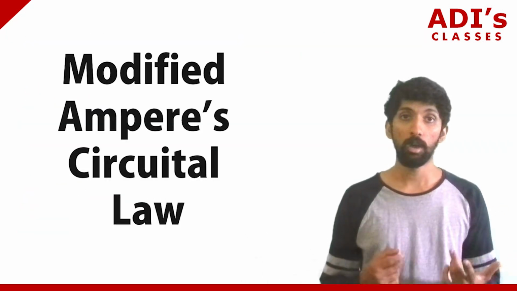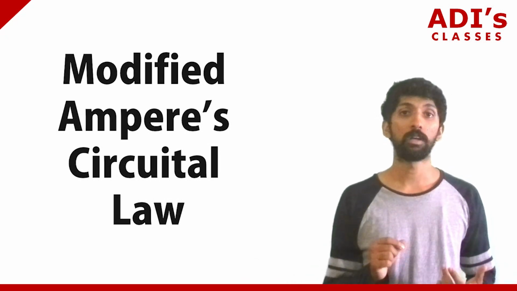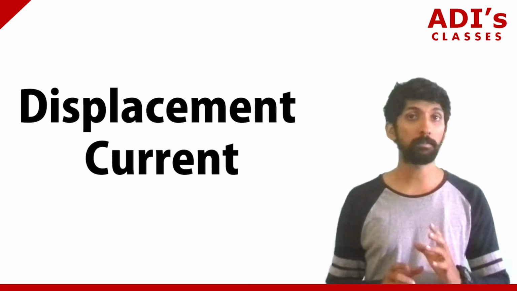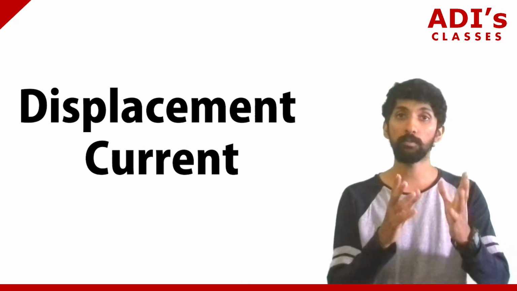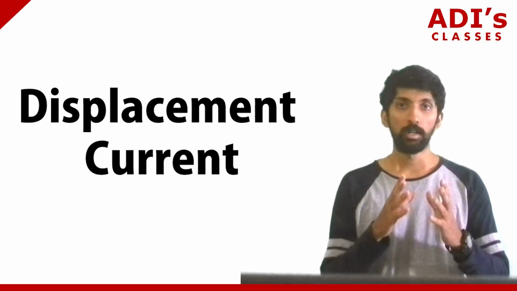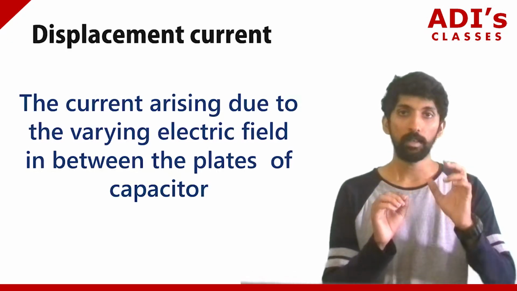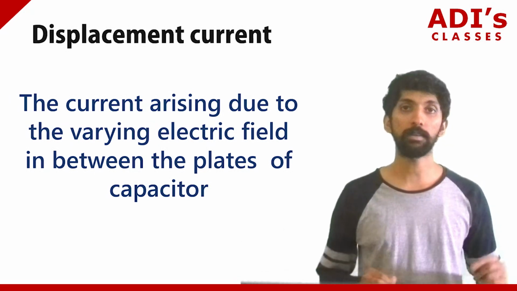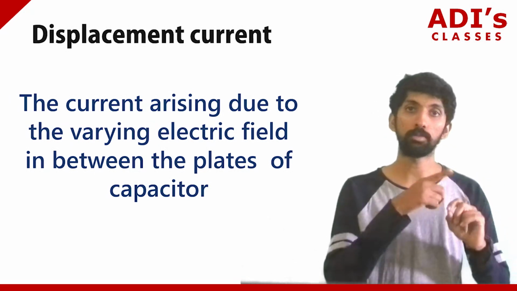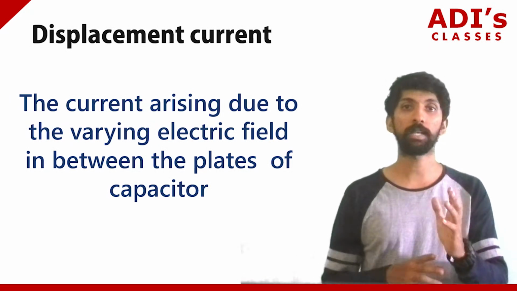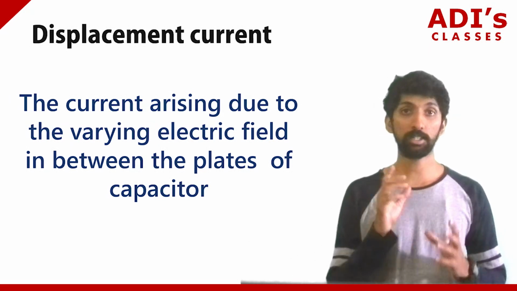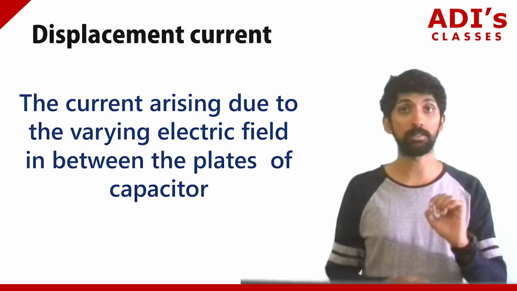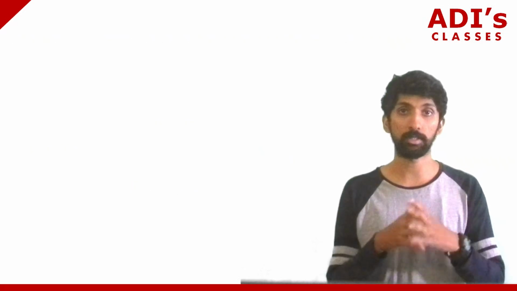How he modified it was that he introduced a concept called displacement current. This displacement current plays a very important part, so let's see what it is. Displacement current is the current between the two plates. Whenever we have a charged capacitor, one current passes through the outside circuit from one plate to another plate, and that is the conduction current. Between the two plates, Ampere assumed there was no current passing.